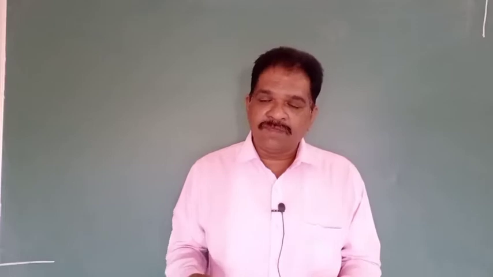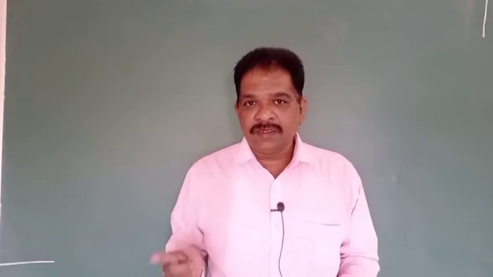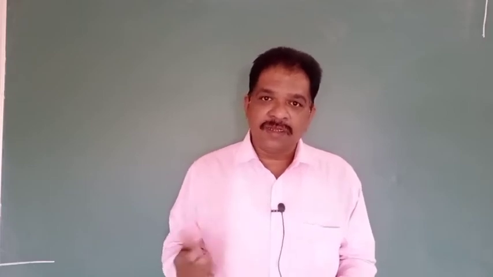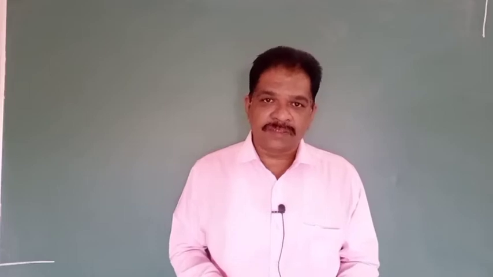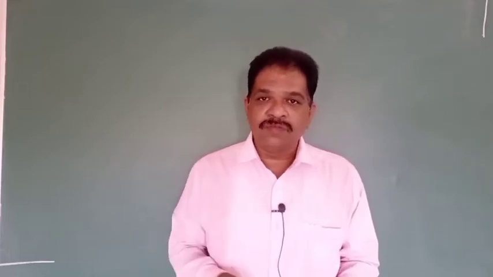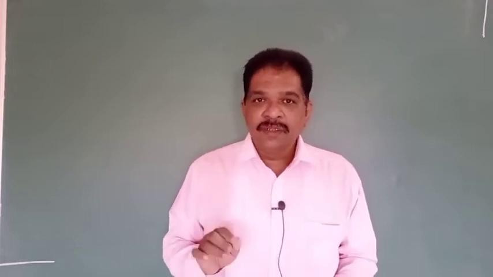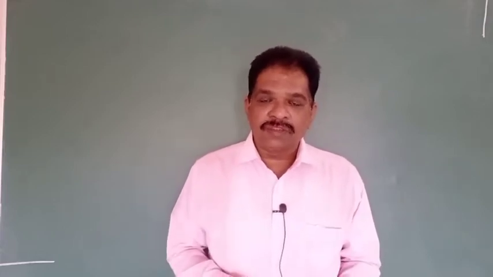Second, a body started from rest and is moving with uniform acceleration. In the nth second it traveled a distance Sn, and in n seconds it traveled a distance S. Then Sn by S is equal to (2n minus 1) by n square. Third, a body is moving with uniform acceleration. At the point P, its velocity is u. At the point Q, its velocity is v. At the midpoint, the velocity is root of (u square plus v square) by 2.